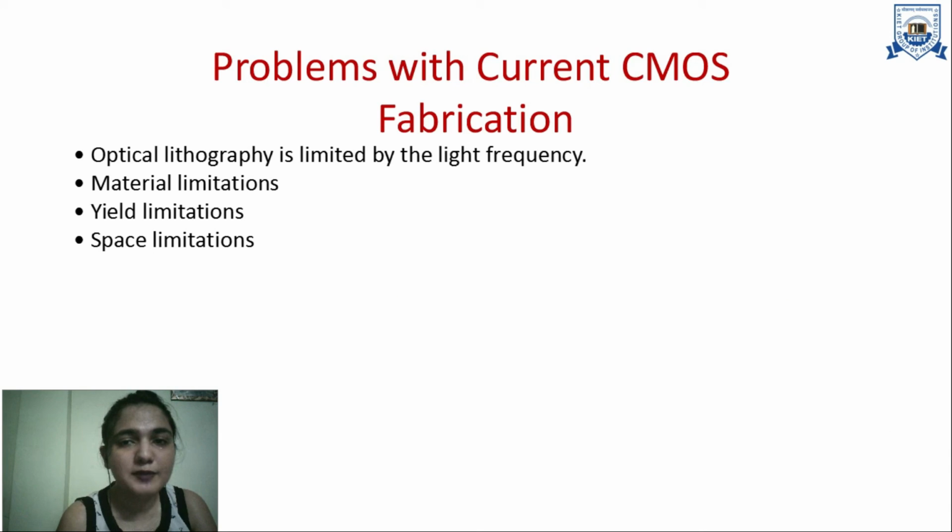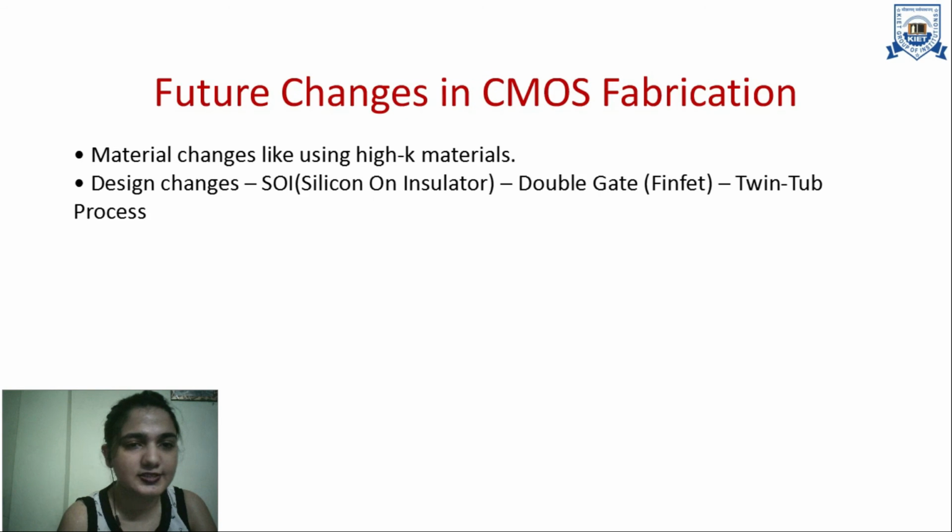Now the problems with the current CMOS fabrication. Optical lithography is limited by the light frequencies only. Then we have material limitations as well, yield limitations, and space limitations. Now the future changes in CMOS fabrication. We can have material changes, such as using high-k material. Then we can have some design changes, such as silicon on insulator. We can have double gate as well, and then we can have the twin tub process as well.